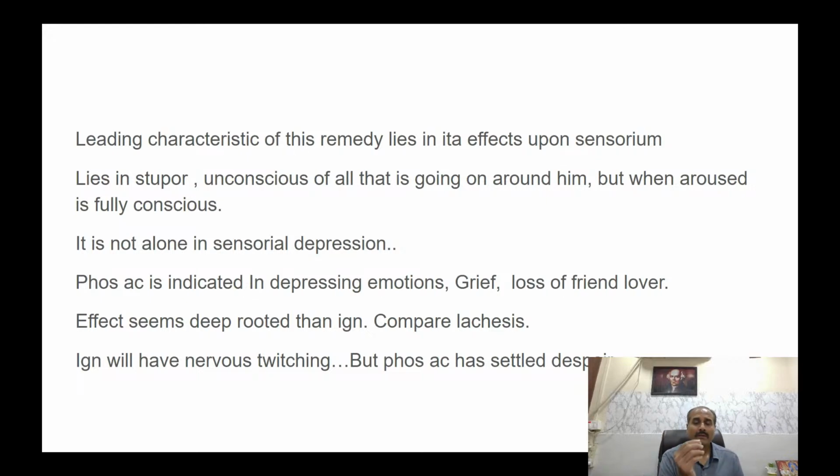He also compares phosphoric acid with Ignatia by telling that Ignatia may have nervous issues like twitching, but phosphoric acid will have a settled despair. So the grief has settled and now he has moved on, but he still connects to it. He does not keep on telling about it like Ignatia does all the time or Natrum muriaticum does all the time, but there will be a settled despair. It is there in the back of his mind or it is there in the history.